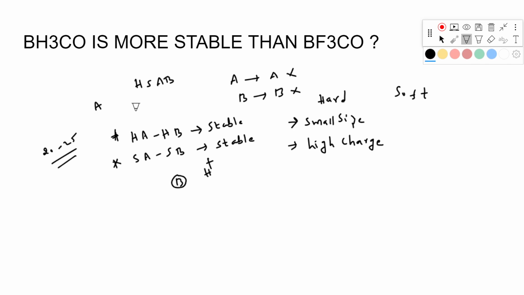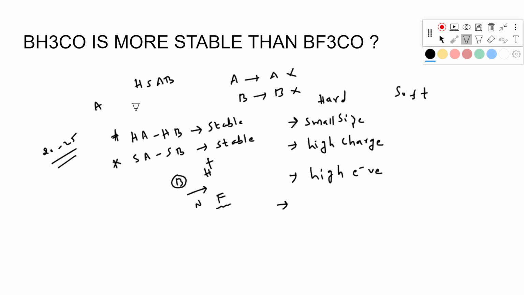Okay, next one is high electronegativity. Why high electronegativity? Suppose you take fluorine here, and nitrogen here. Whenever you go from left to right, electronegativity increases and size decreases. So whenever the size is small, that means hard one, so high electronegativity.